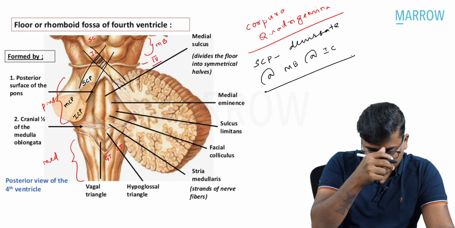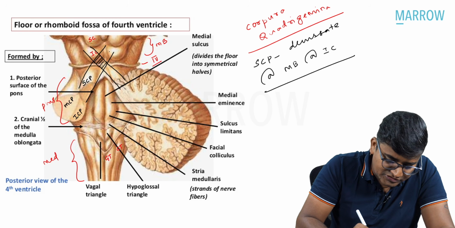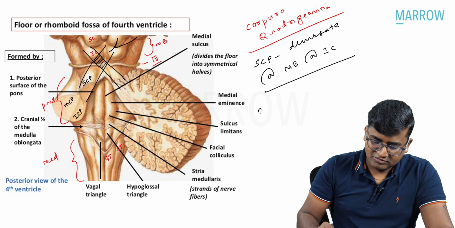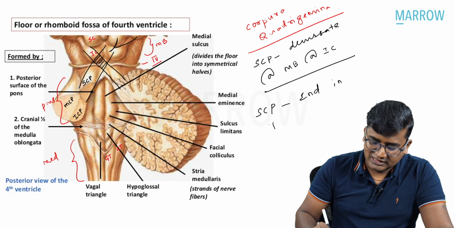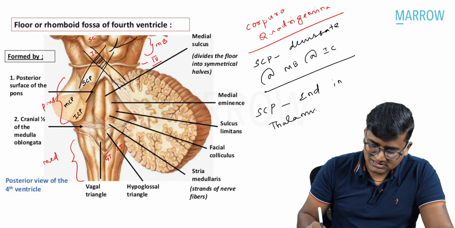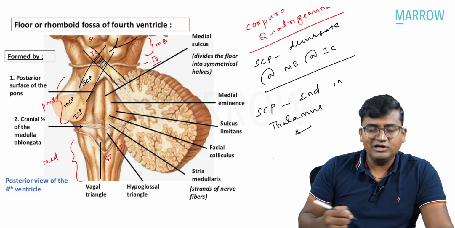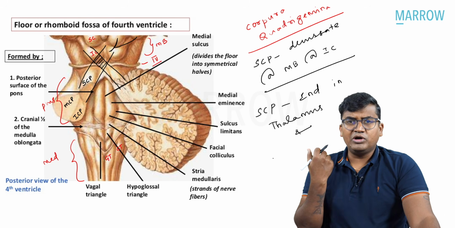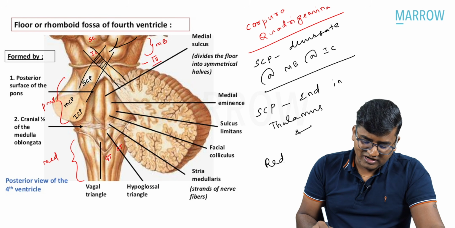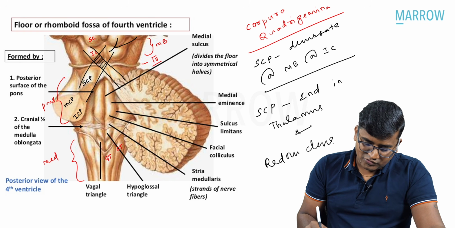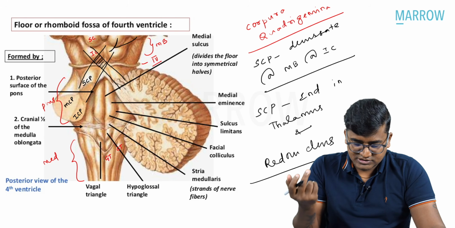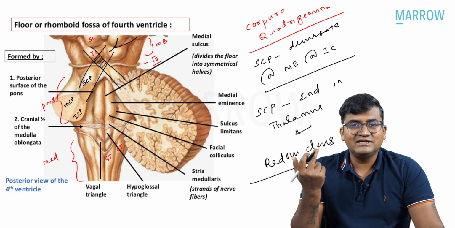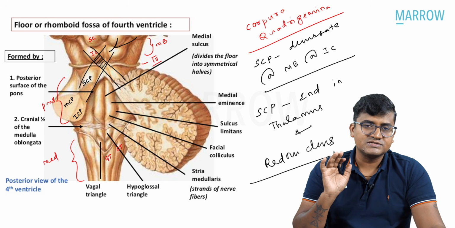Now, after the crossing, the superior cerebellar peduncle fibers go to the superior colliculus level and also to the thalamus. Finally, after the crossing, they go to thalamus and end there. In the superior colliculus level, we have one nucleus. That nucleus is our red nucleus. So the red nucleus is situated in the midbrain at the level of superior colliculus. So superior cerebellar peduncle fibers end in thalamus and in the red nucleus.